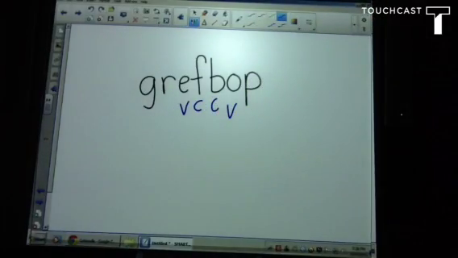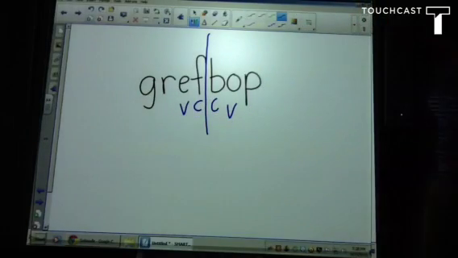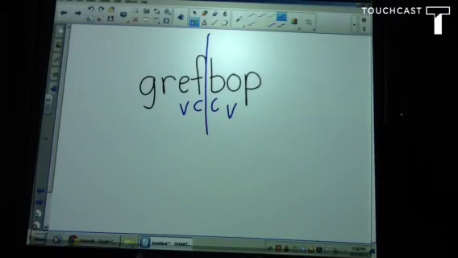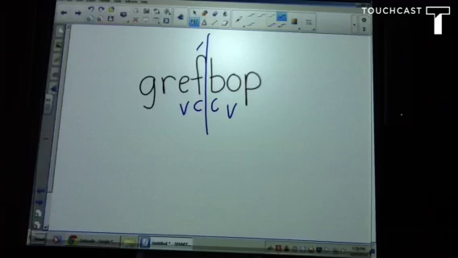Where is the best place to divide a VCCV pattern? Between the consonants. So we'll do that. And where do we usually try accenting? The first syllable. All right. Now we've got to make sure we code something else before we finish this word. Code the vowels. Very good. In the first syllable, is that vowel followed by a consonant? Yes, a vowel followed by a consonant is coded with a breve.